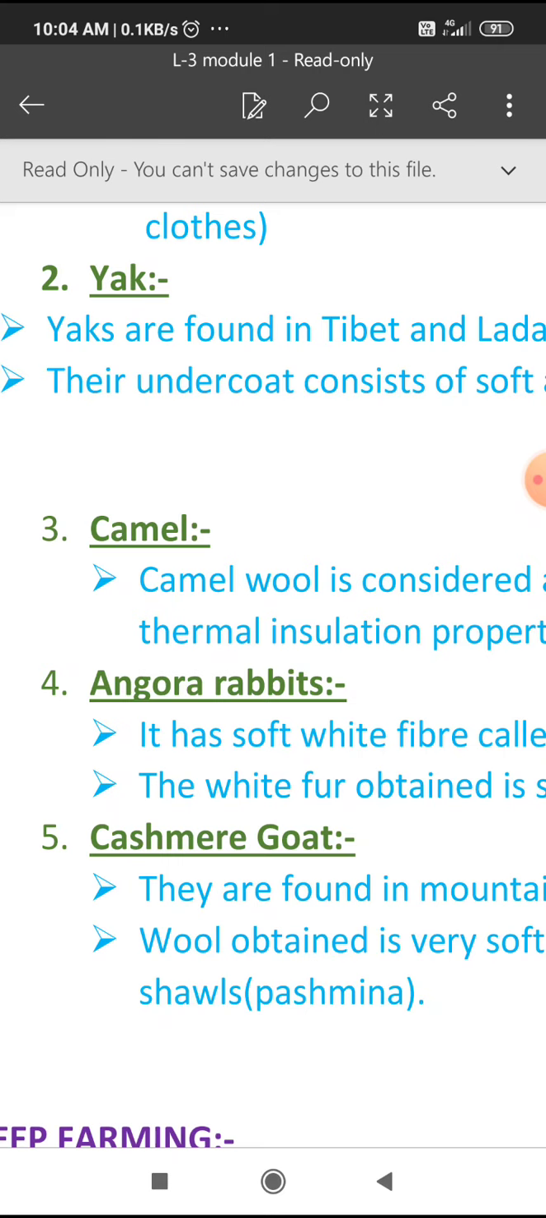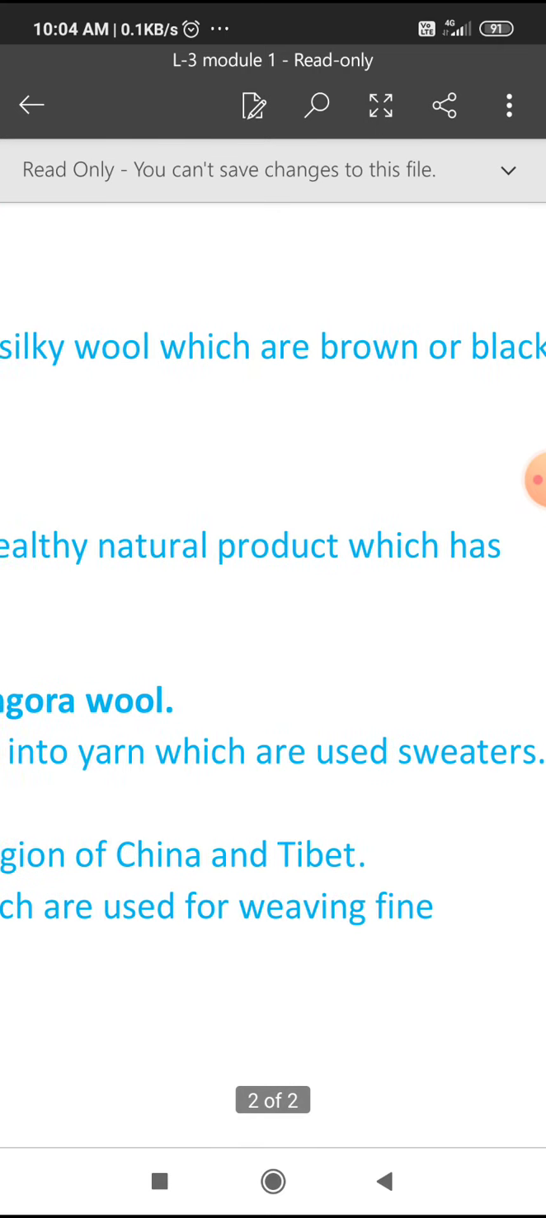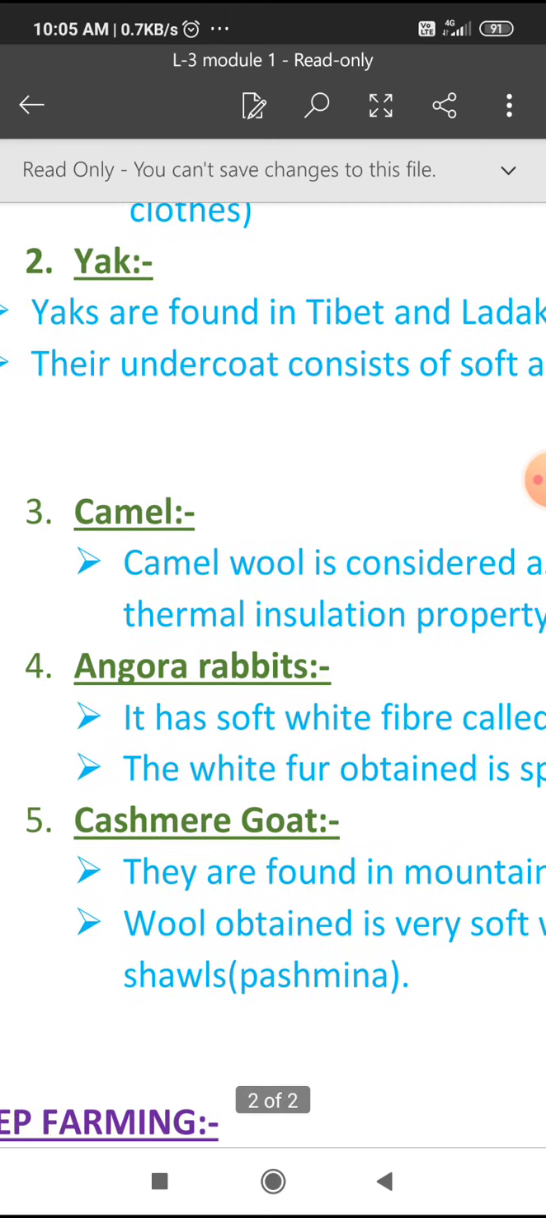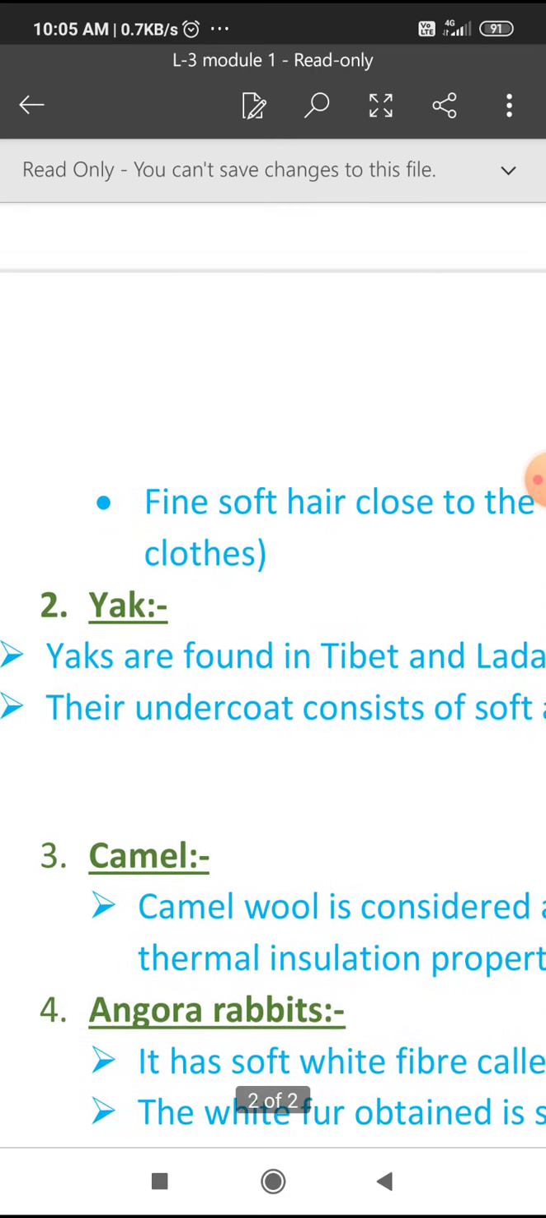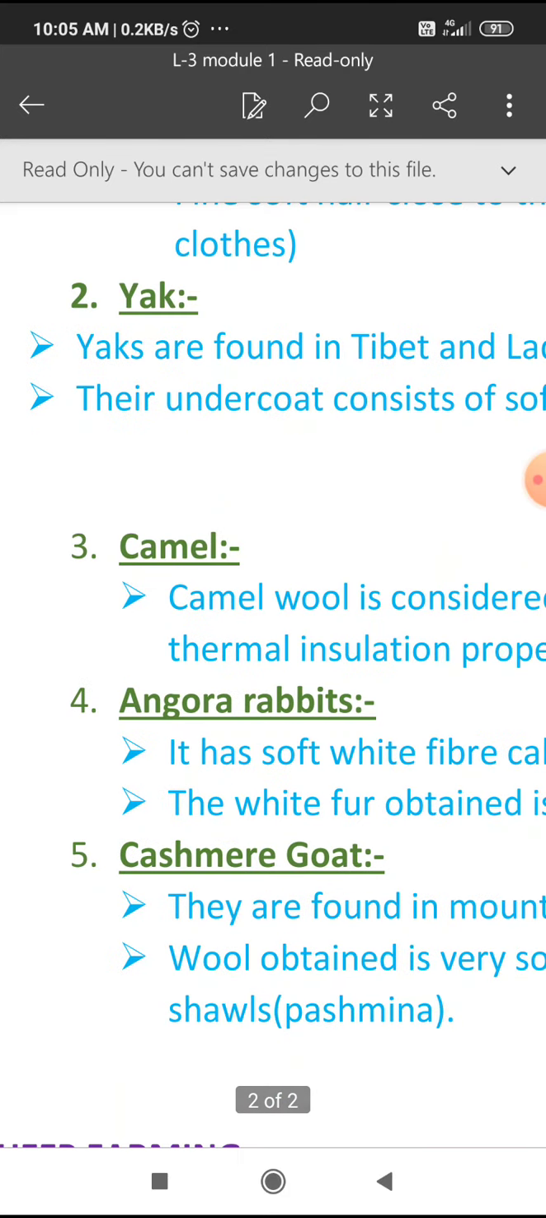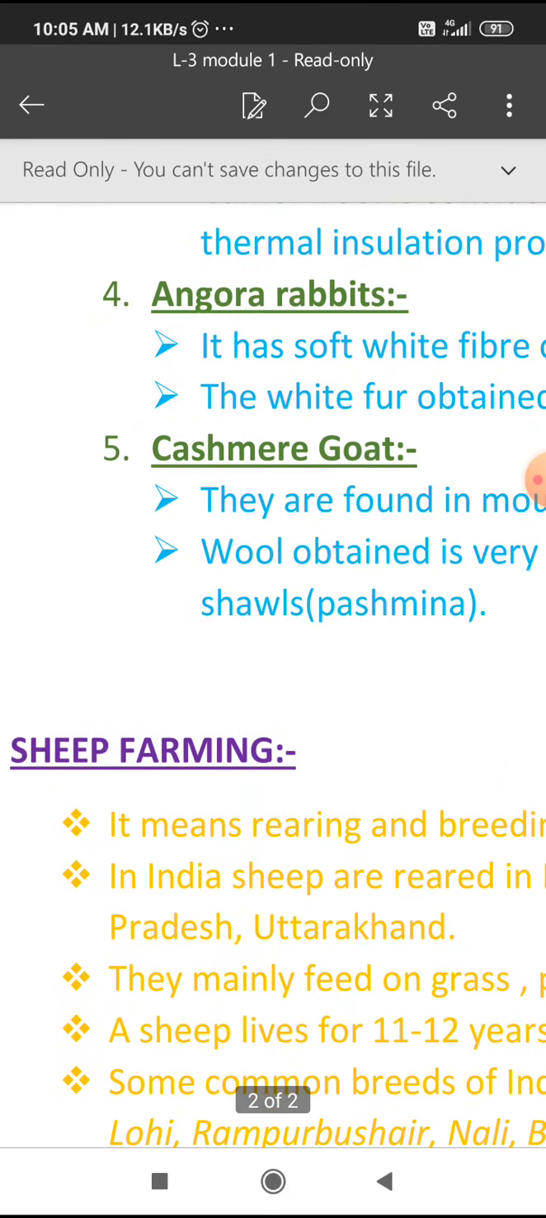Lastly is the Kashmira goat. Kashmira goats are found in China and Tibet, and they are used to make fine shawls. In India, those shawls are also called Pashmina shawls, and it's known for these shawls. They are very thin and very soft. They can be packed in a very small packet also. So we have discussed the 5 wool yielding animals: sheep, yak, camel, Angora rabbit and Kashmira goat.